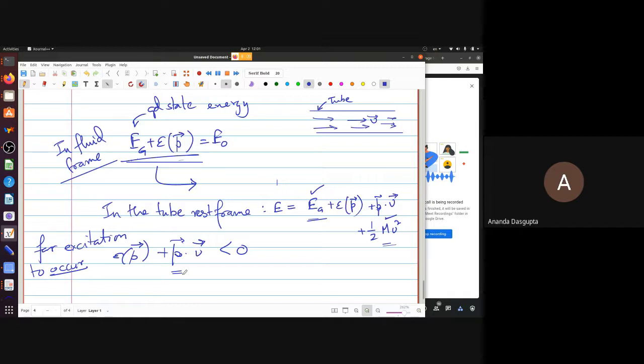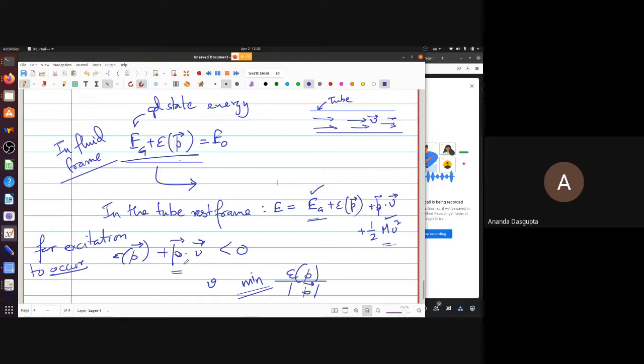Okay. But it also tells you one thing. If this ratio, epsilon p by mod p, had a minimum, if epsilon p by mod p had a non-zero minimum and v were smaller than that, would you be able to satisfy this relation?